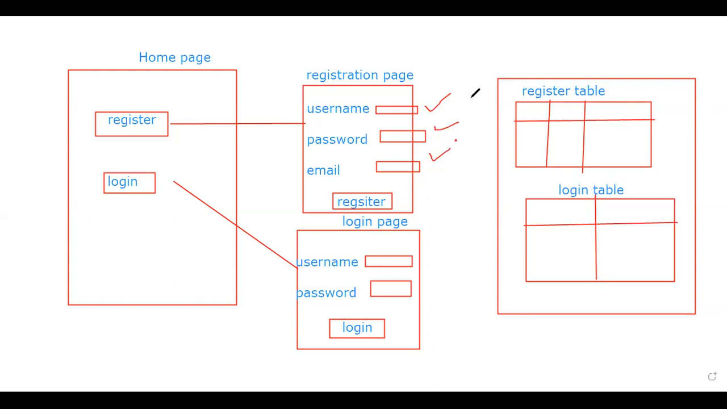Whenever I insert a username, password, and email into my registration form and click the register button, this data should be collected and stored in the registration table. At the time of login, before storing the username and password into the login table, we need to check whether the same username and password the user entered is already present in the registration table. If it is there, then only it should be stored into the login table. If it is not there, the data should not be taken.